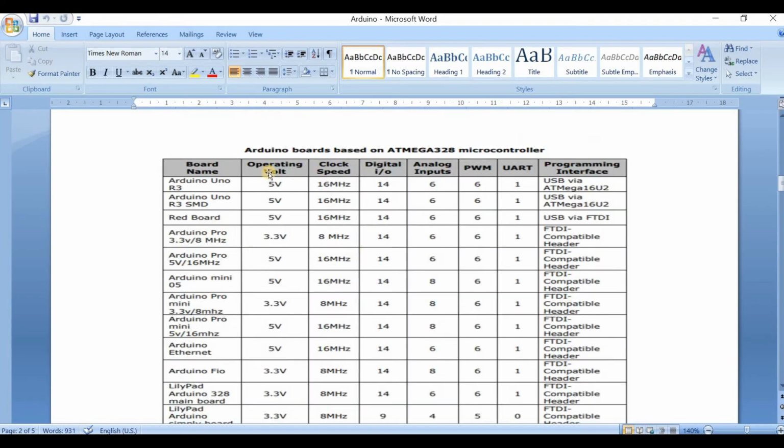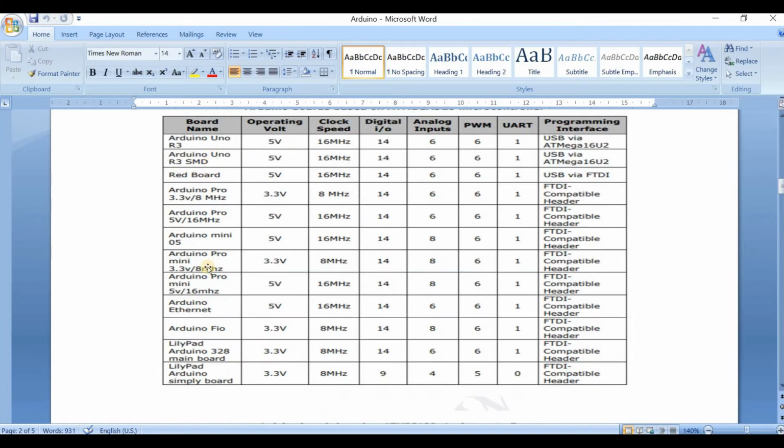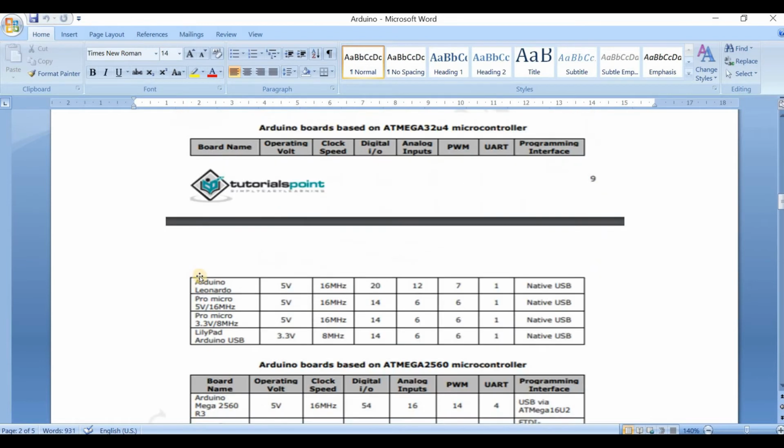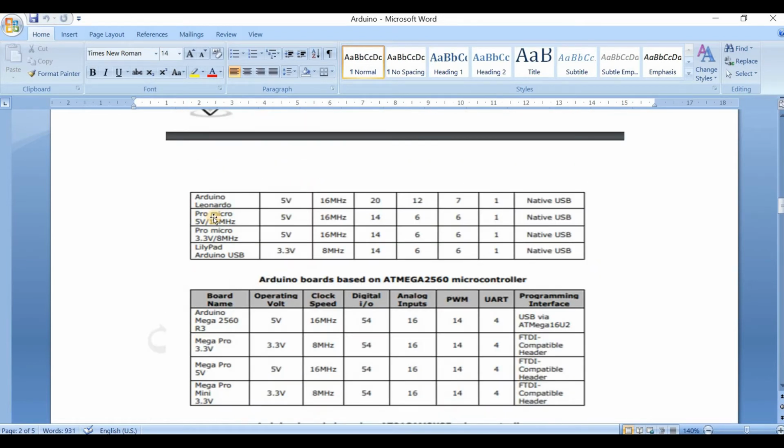As you see here, all these boards consist of Atmega 328 microcontroller, and mostly we will be using the Arduino UNO R3 whose operating voltage is 5 volts and clock speed is 16 MHz, and digital input output pins are 14, analog input pins are 6, PWM pins are 6, UART pins are 1, and programming interface is done via USB. And you can take a look at all these boards and understand what is the difference between each board.